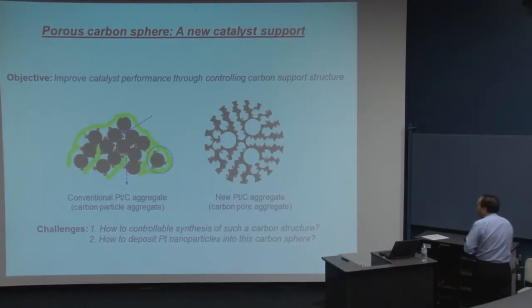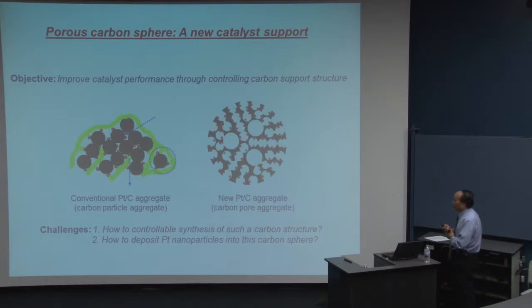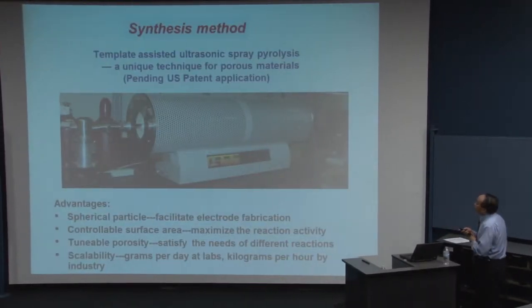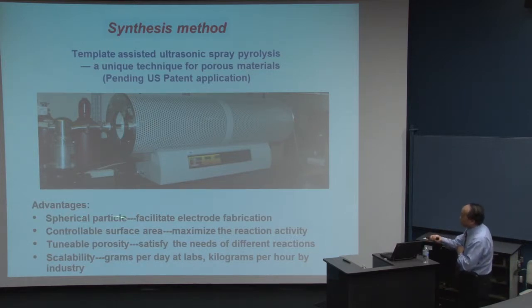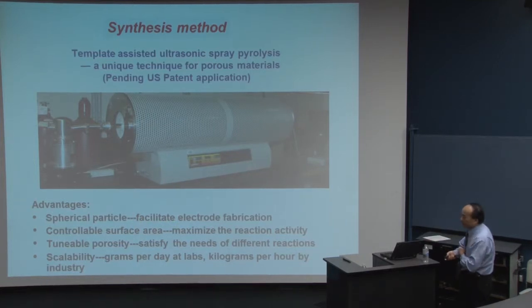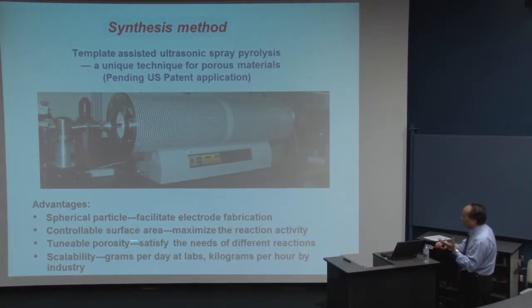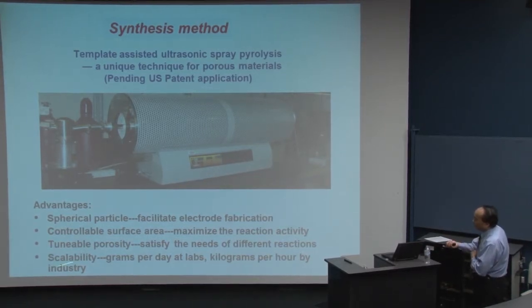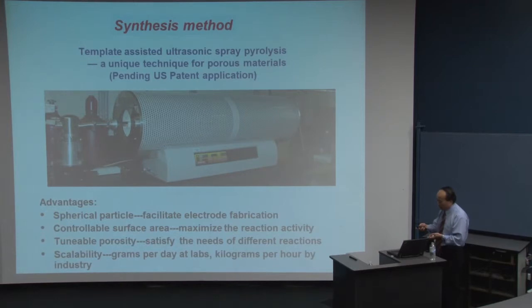In this way, we can control the synthesis of such carbon structure and use our unique technology called ultrasonic spray pyrolysis. That's the instrument we use. The advantage of this instrument is we can synthesize spherical particles, which facilitate electrode fabrication, and the surface area is controllable. The porosity is also adjustable, and this can be scaled up for mass production.